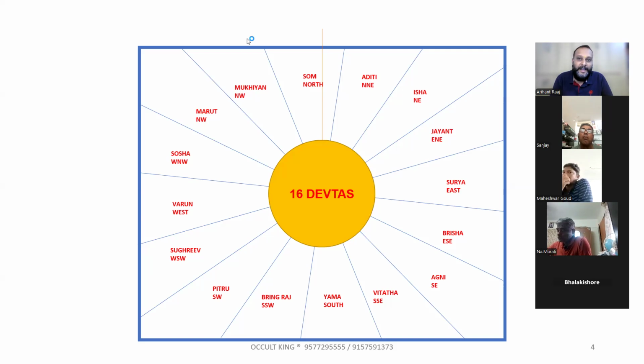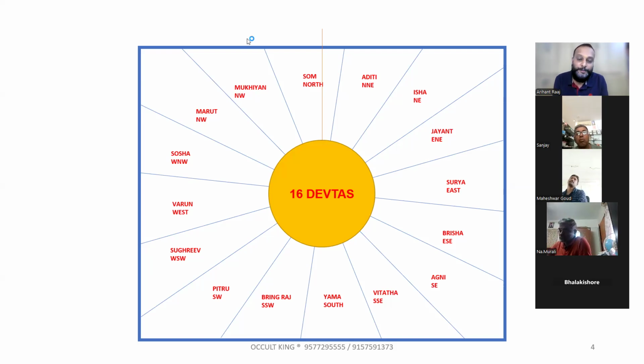If you are having any name and fame issues, then there could be a problem that Yama Devata is imbalanced. If you offer some kind of food, some kind of prasadam, or some kind of things which Yama likes, then you will definitely have an improvement in your position, name, fame, and all your promotions.